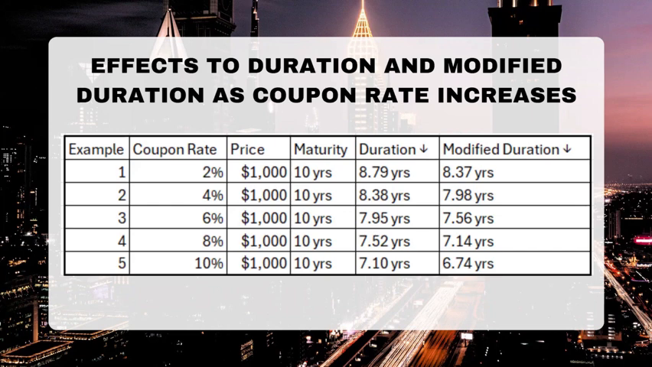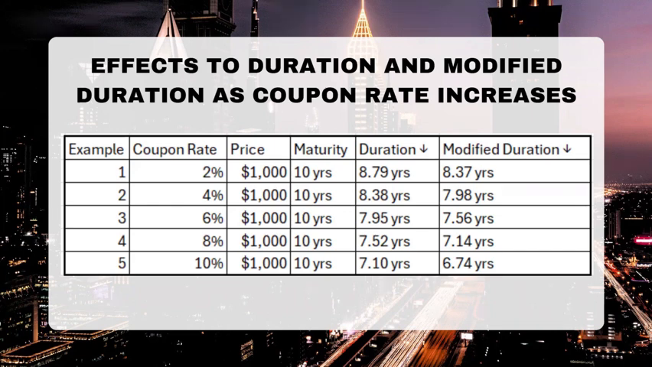Duration measures the weighted average time to receive cash flow. With more value coming earlier, the time-weighted average shifts towards the present. As a result, the bond becomes less sensitive to interest rate changes because the investor gets more money back sooner, reducing exposure to fluctuations in the market interest rate. Modified duration, which adjusts duration for current yield, also declines in this case.